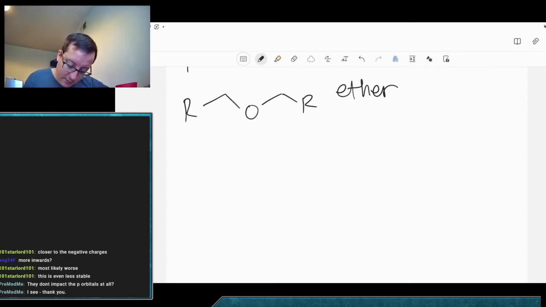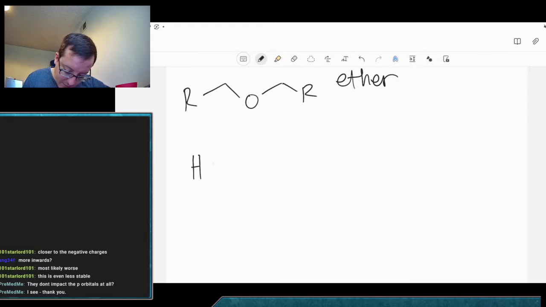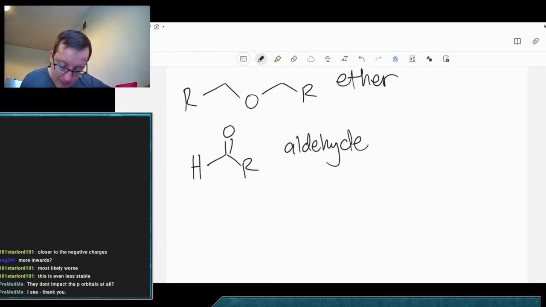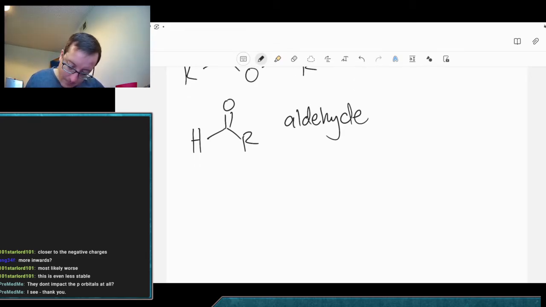All right, we can also have things with oxygens that have double bonds. This is called an aldehyde. An aldehyde has a carbonyl. C double bond O, remember, is called a carbonyl. And they also have a hydrogen attached to that carbonyl. So the rest of the molecule, whatever the R is, something else, this C double bond O with the H is called an aldehyde. R could be H. You could have formaldehyde, which is just another H there.